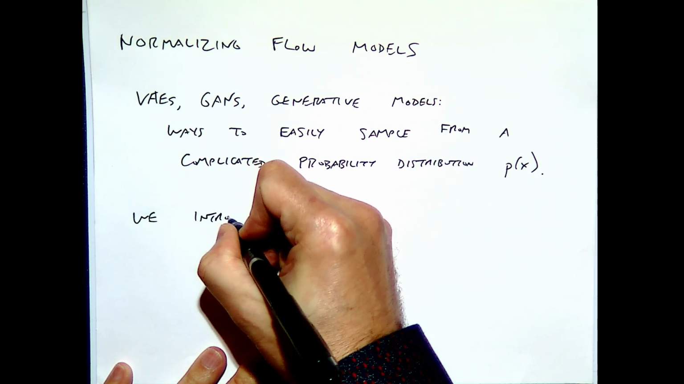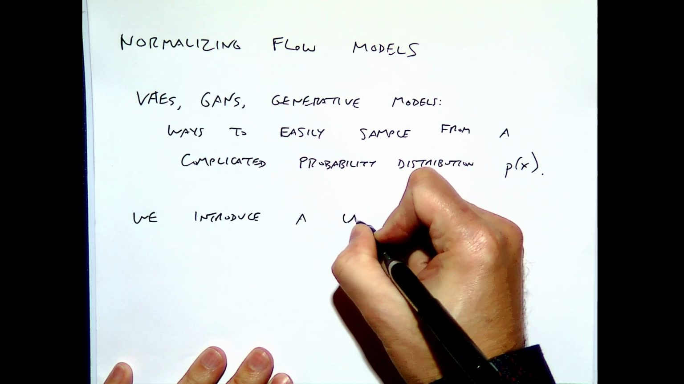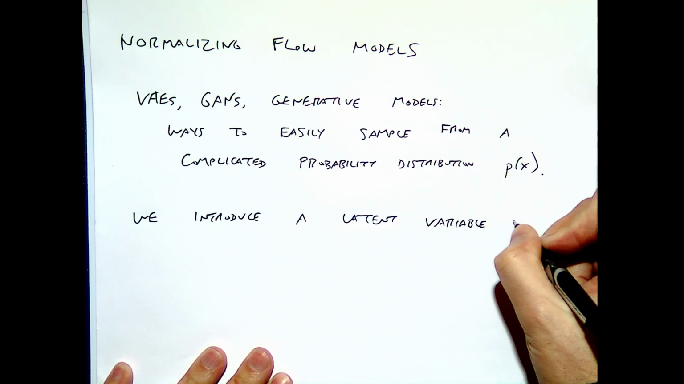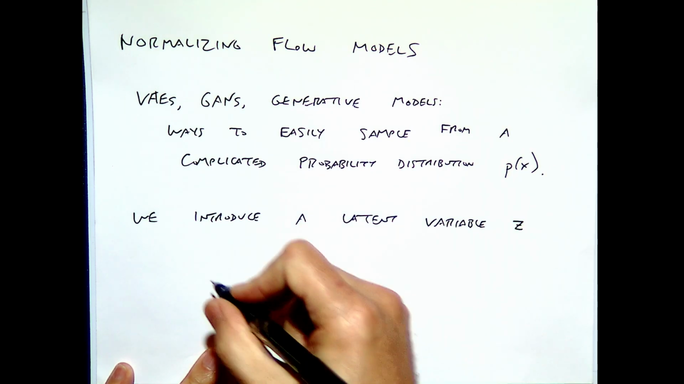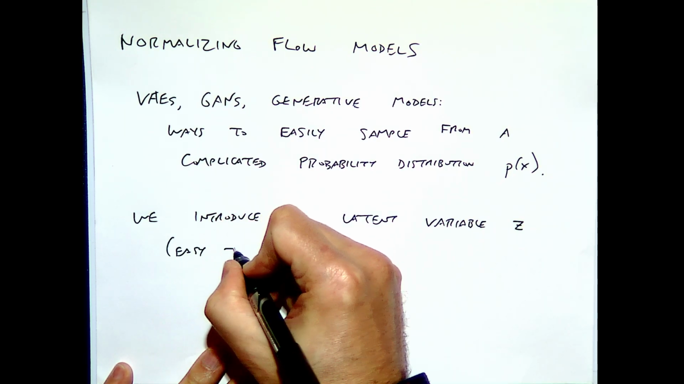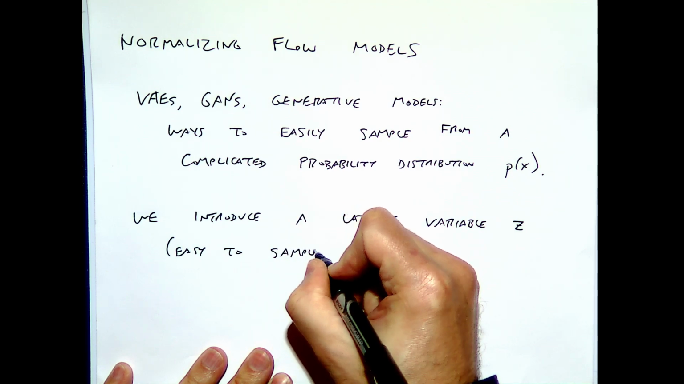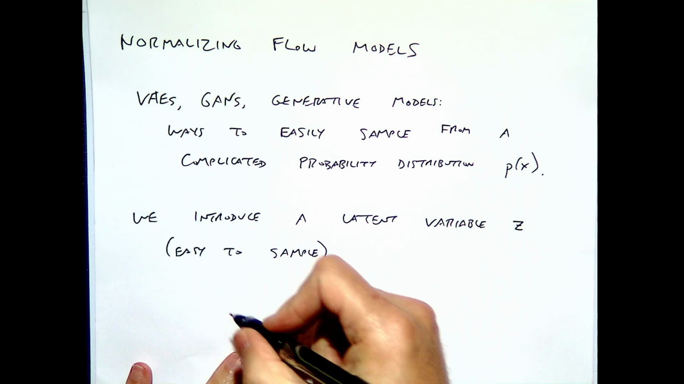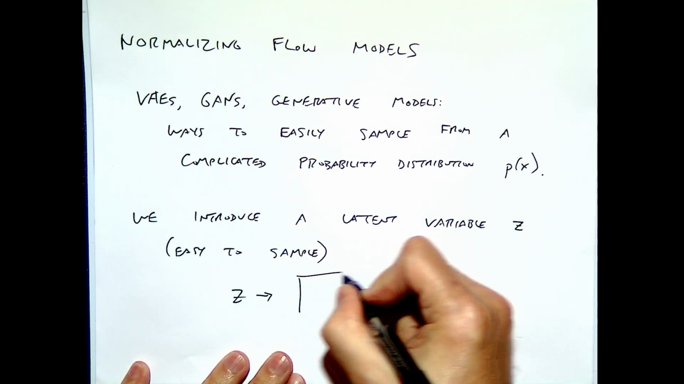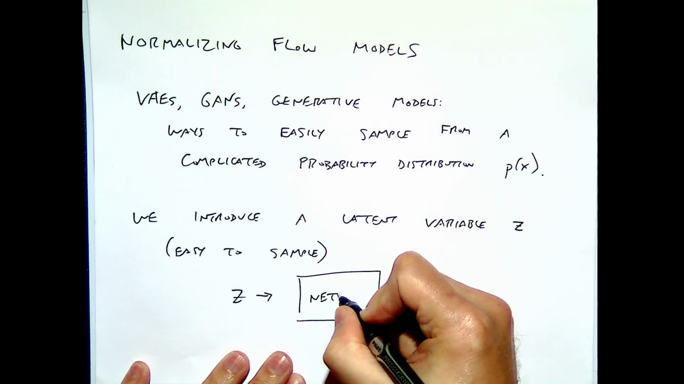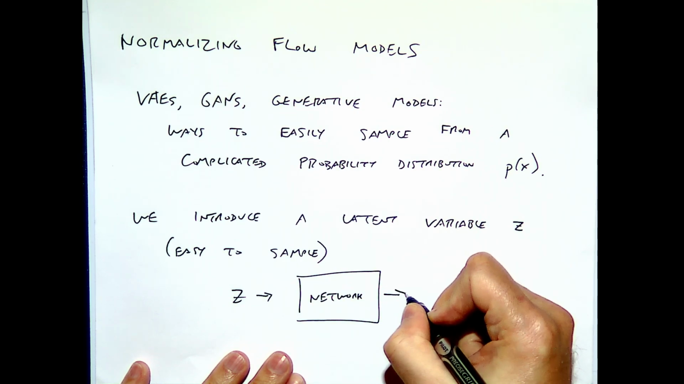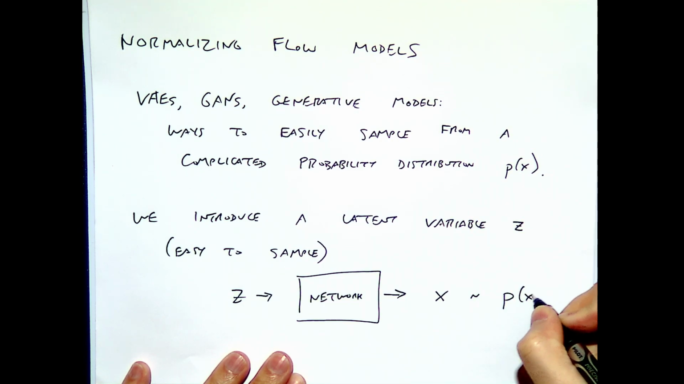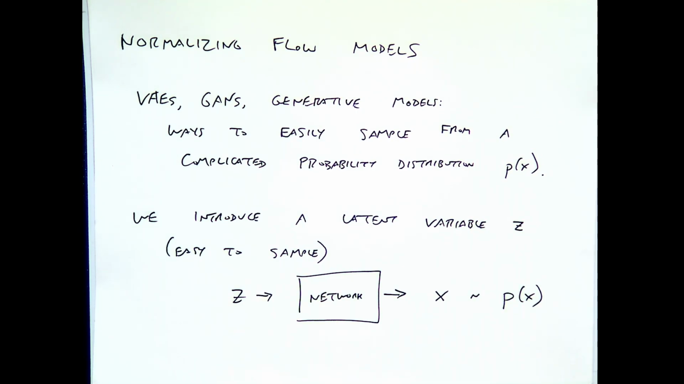So the way this generally works on everything we've talked about so far is, basically we introduce some latent variable, z, that's easy to sample. And then we push that through some network, right? And this could be whatever we want, to produce basically a sample of x that hopefully follows the underlying probability distribution of x, right?